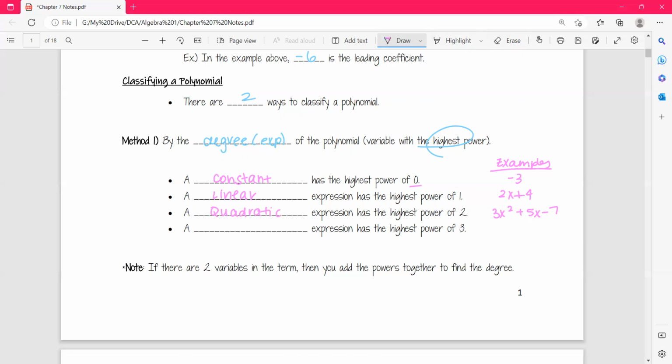And if the highest exponent is a 3, we call that a cubic polynomial, okay? If there are two variables in the term, then you can add the powers together to find the degree. Okay, so let's check out some examples here.